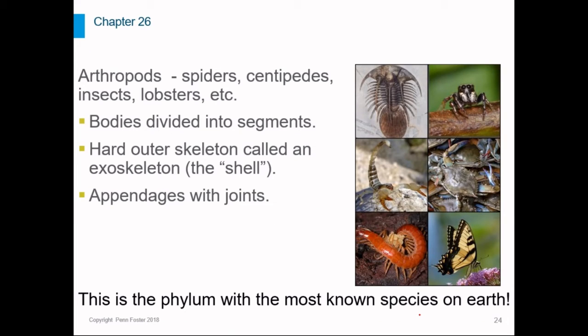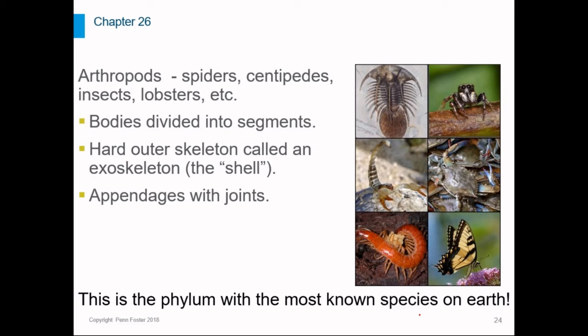Arthropods are the big one. This includes lots of things: spiders, centipedes, millipedes, insects, crabs, and lobsters. Lots of different things fall under arthropods. Some traits that they all share, though, even though they're a really large variety of animals, they all have bodies divided into segments.